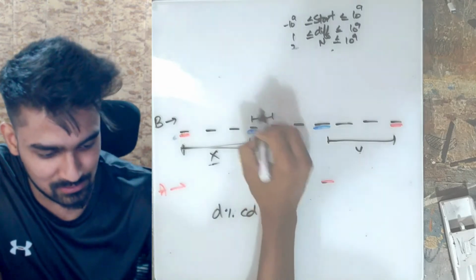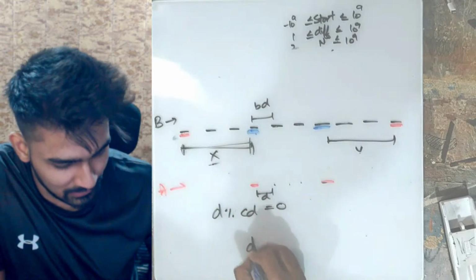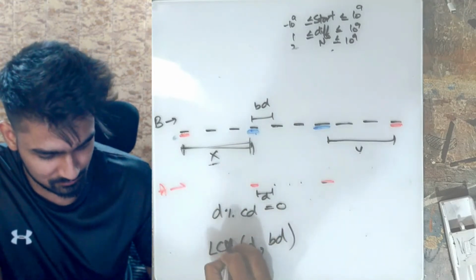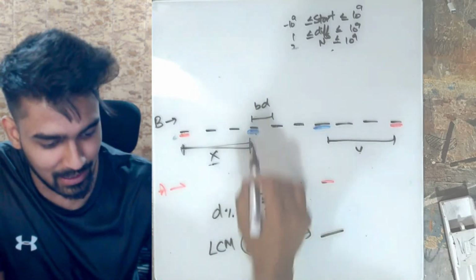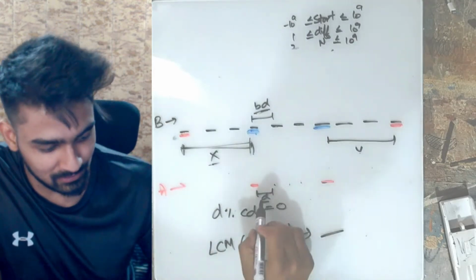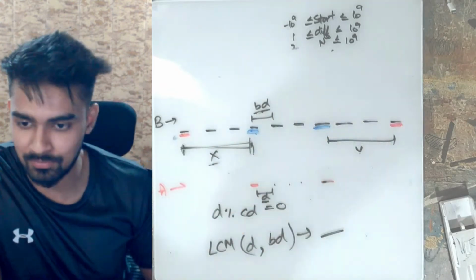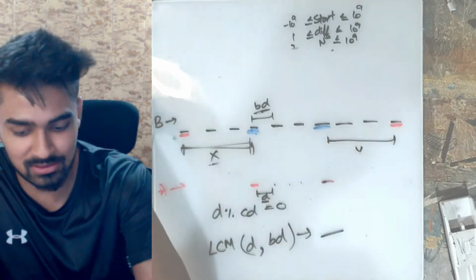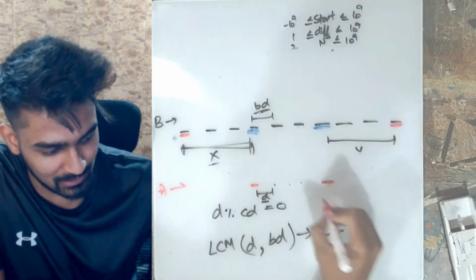We know that this is BD, difference of B. If we find the LCM of D and BD, you will actually be able to find the value at which point this D and this BD will coincide. All you have to make sure is that this D and this BD should coincide after this value. Because if they coincide after this value, that means they will never be able to coincide, because after this value, again, another loop will start.